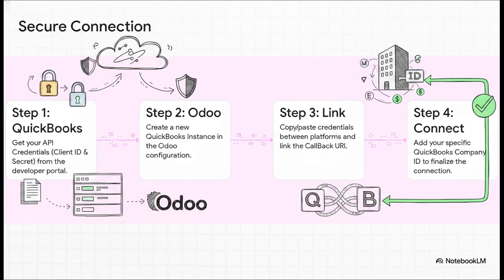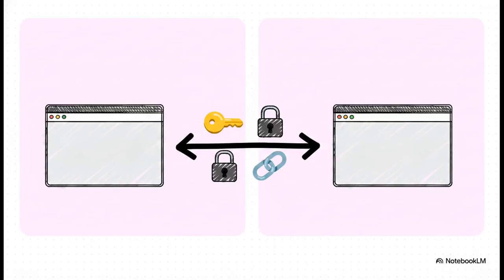First, we'll grab your API credentials from your QuickBooks developer portal. Then, we're going to hop over to Odoo and create a new instance for this connection. After that, it's literally just linking them up and connecting your specific company ID. That's it. So what does that linking part actually look like?